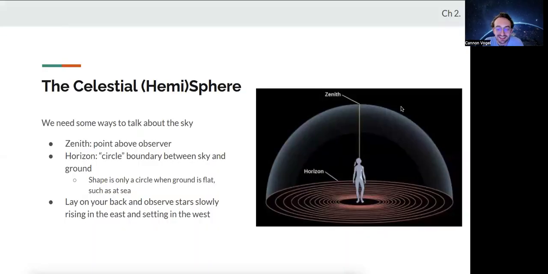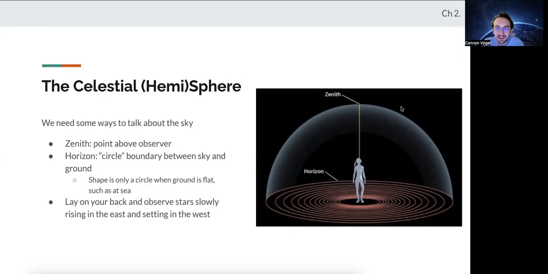Okay, welcome back to chapter 2. So we're going to continue our journey through the textbook and through the field of astronomy. To get us started, we should talk a little bit about what we actually see when we look up at the sky and some key terms related to that.